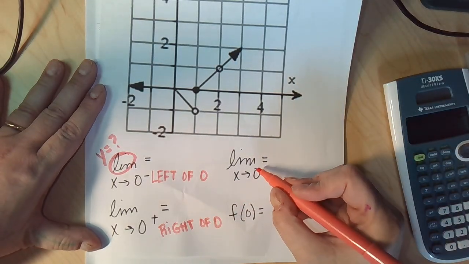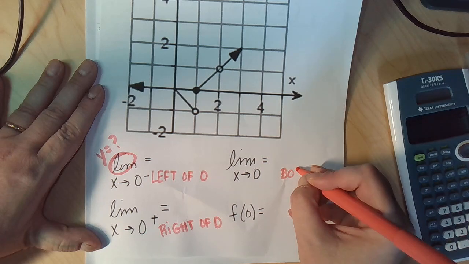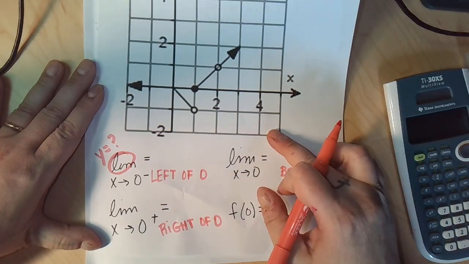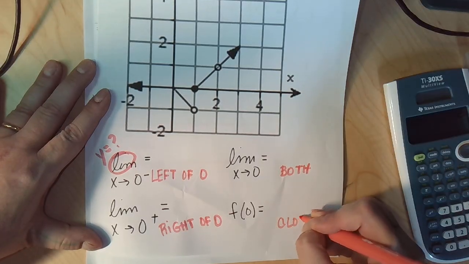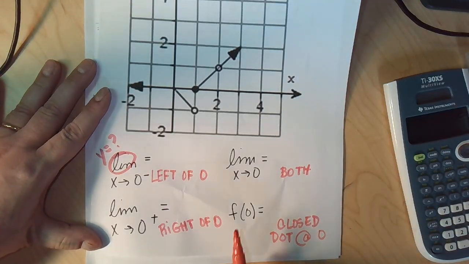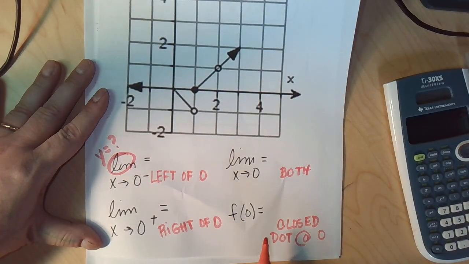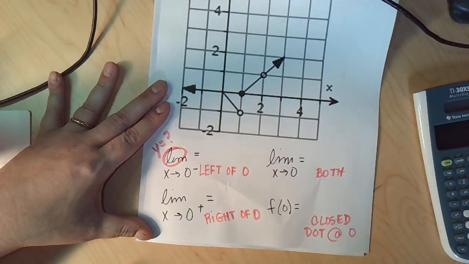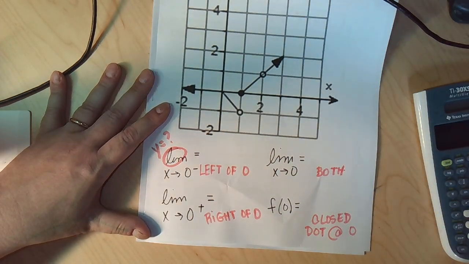This third one says x approaches just 0. Just 0. So that means we consider both of our previous answers to make up this answer. And then for this f business, this is only talking about the closed dot at 0. This is how people get the test wrong all the time. This f business is only for closed dots. So let's get into it. We need to find when x is 0.